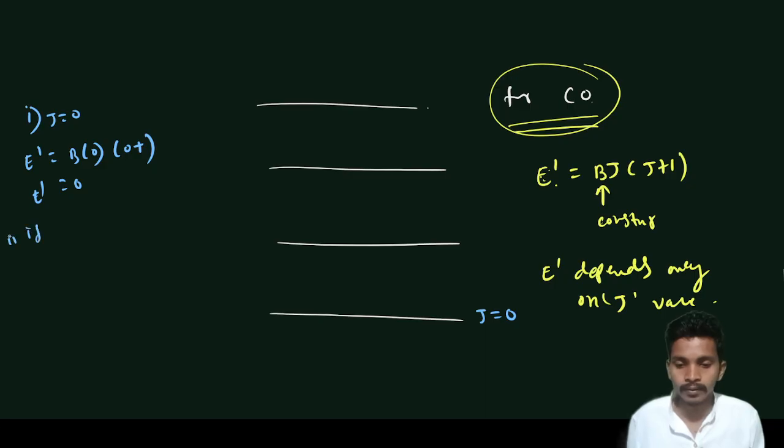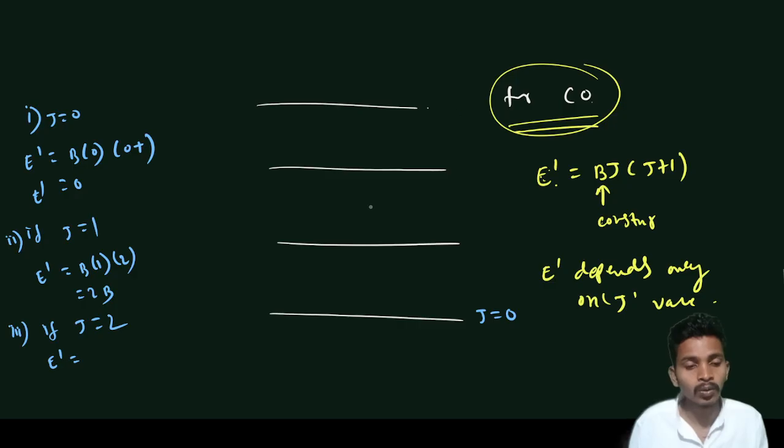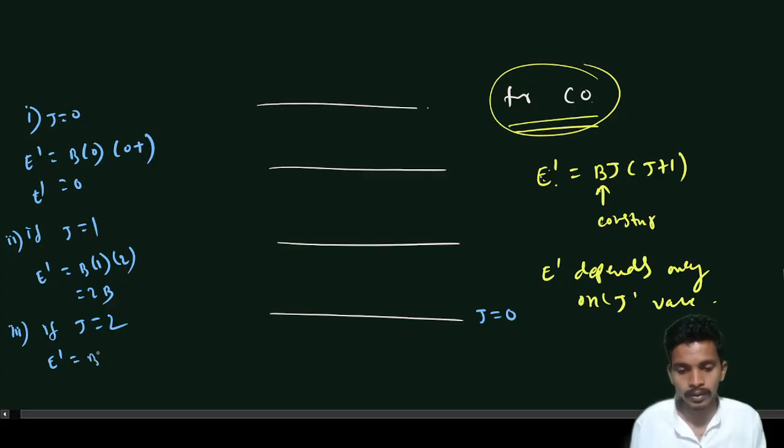And if J equal to 1, then E dash becomes B times 1 times 2, that is going to become 2B. And again if I write, if J equal to 2, then E dash becomes, because it only depends on the J, because B is fixed for CO molecules or any molecules, because for the whole experiment CO is fixed. Okay, so that is going to become B times 2 times 3, that is going to become 6B.